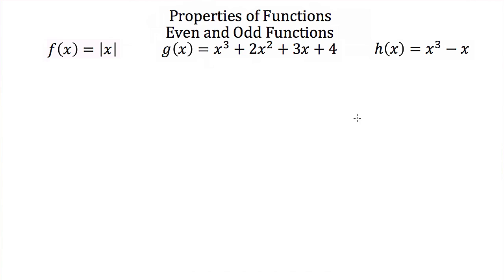Here I have three equations. My first one, f of x is equal to the absolute value of x. Well, if I suspect that this function is either even or odd, I have to remember that if it's even, my function value of negative x is always equal to the function value of x. And if it's odd, then the function value of negative x has to give us the negative function value.